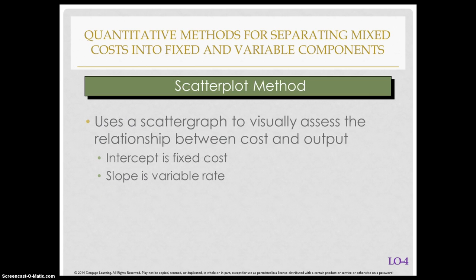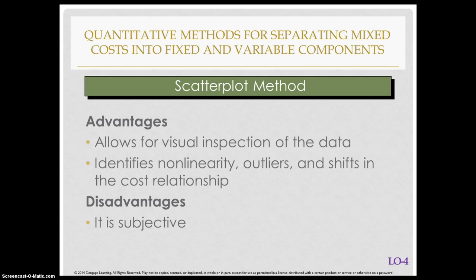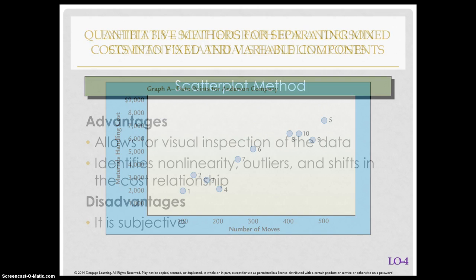So then there's also the scatter plot method, which uses a scatter graph to visually assess the relationship between costs and output. Intercept is again a fixed cost, and the slope is a variable rate. The advantages of this method are that it allows for visual inspection of the data and identifies non-linearity, outliers, and shifts in the cost relationship. But the disadvantages are that it's subjective. We have to make a lot of estimates, and there's going to be some opinion input into those estimates.